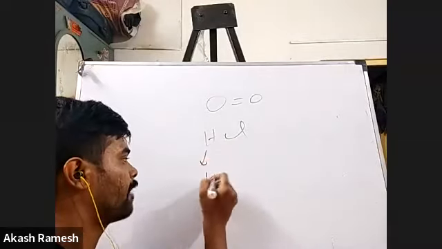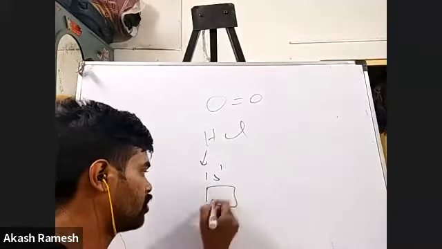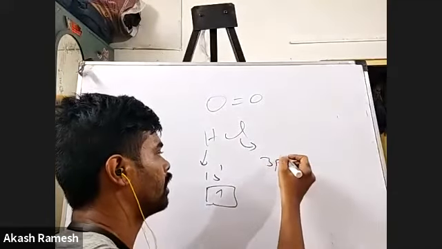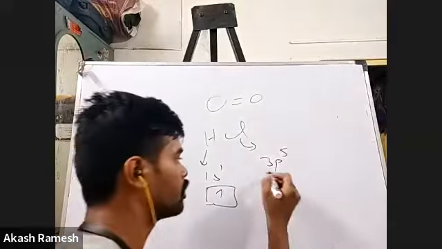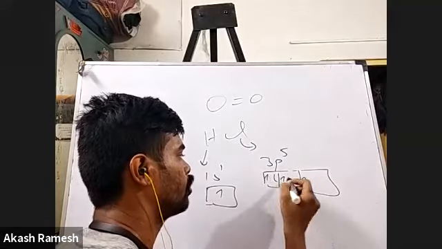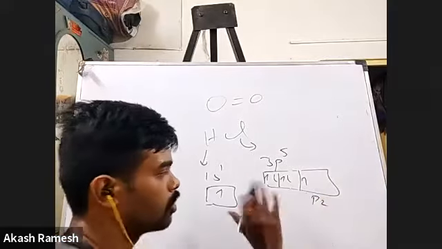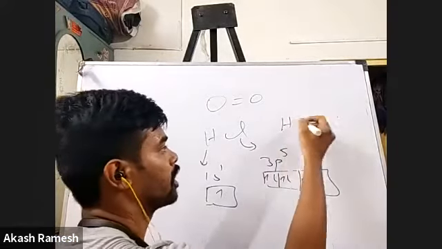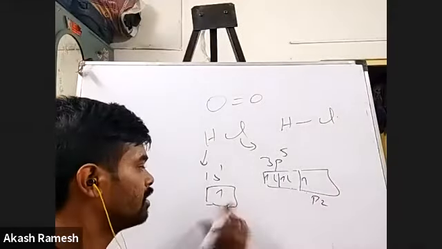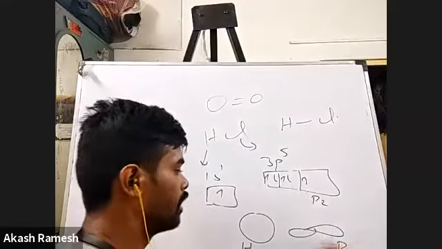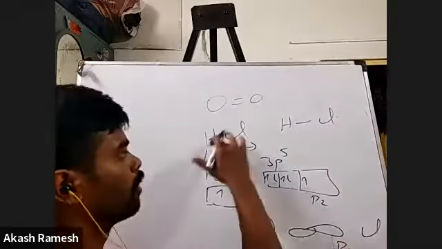Hydrogen has 1s1, so in the s orbital I have one electron. In chlorine, the valence electron configuration is 3s2 3p5. So 3p has one, two, three, four, five electrons. Say, assume that this is pz. Again, you have to look only at orbitals that have unpaired electrons. These two orbitals are paired, so you can see that there is only one bond between hydrogen and chlorine. The s orbital from hydrogen and the pz of chlorine will overlap to form a sigma bond. Okay, sir, understood.